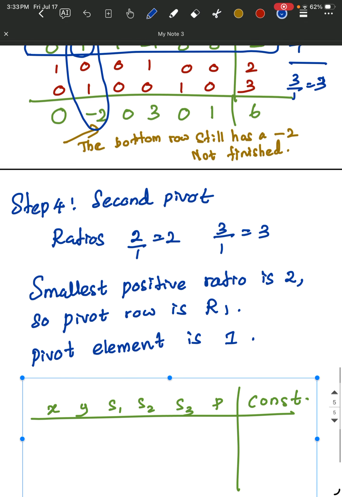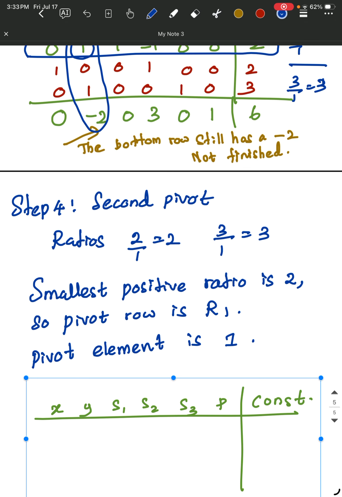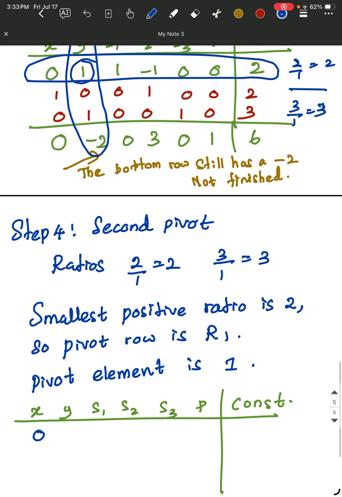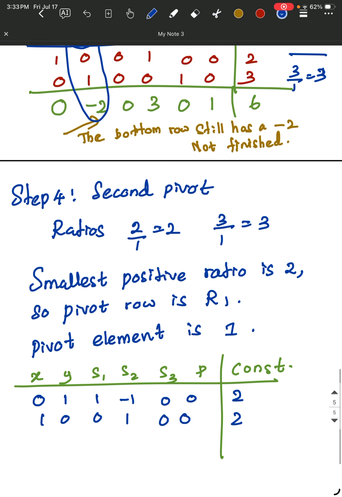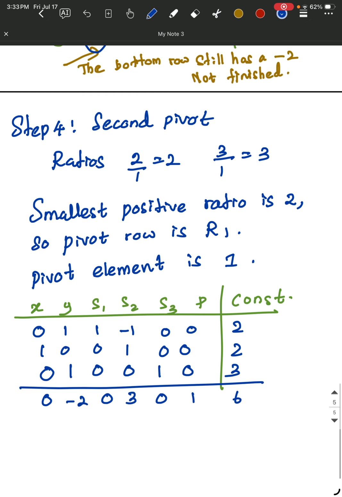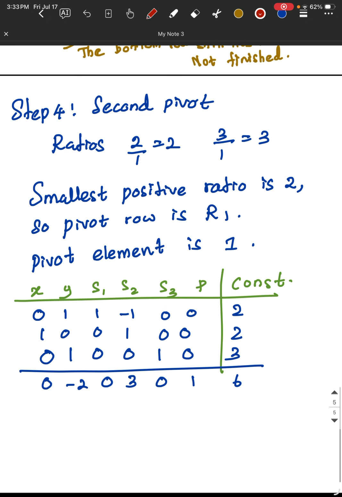Okay, we have 0, 1, 1, -1, 0, 0, 2, 1, 0, 0, 1, 0, 0, 2, 0, 1, 0, 0, 1, 0, 3, and the bottom line 0, -2, 0, 3, 0, 1, 6. Okay, then let's do the row operations.